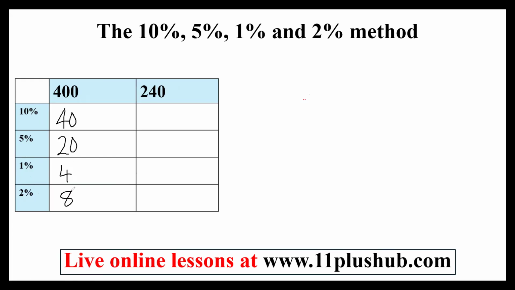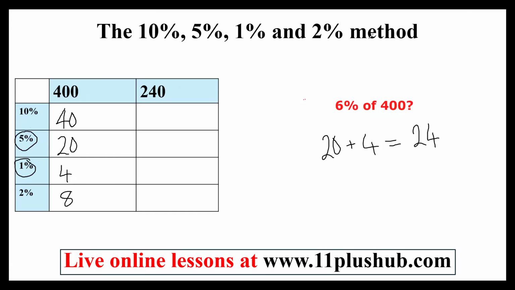Now the reason this is important is because not only have I found 4 different percentage amounts of 400, but I can use this information to find any percentage of 400. For example, let's say that I want to find 6% of 400. All I need to do is get 5%, which is 20, and 1%, which is 4, and add them together. And look how quickly I found 6% of 400.